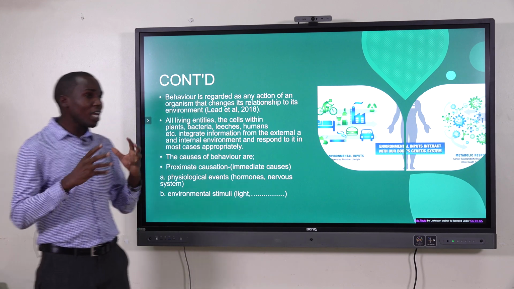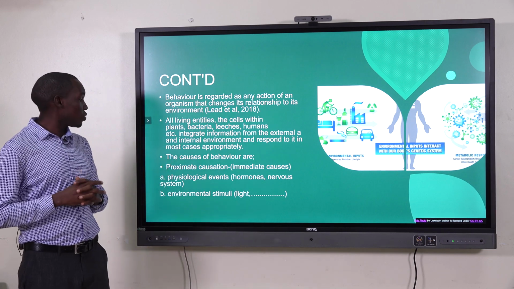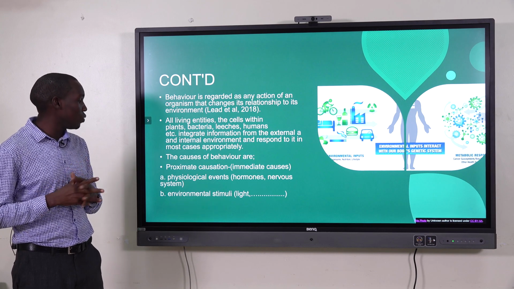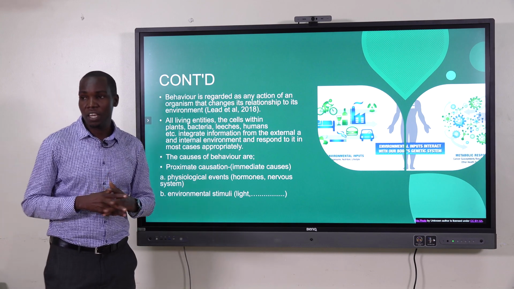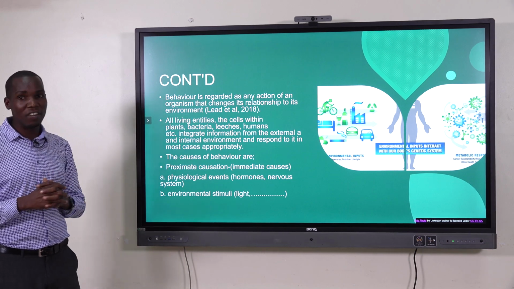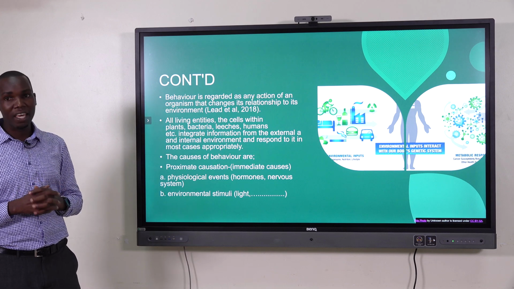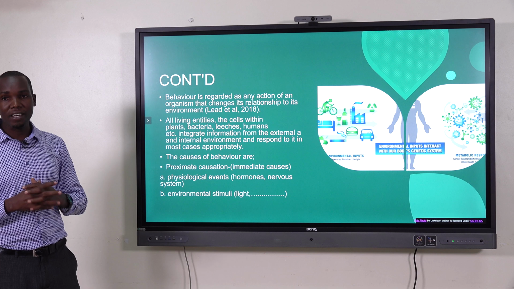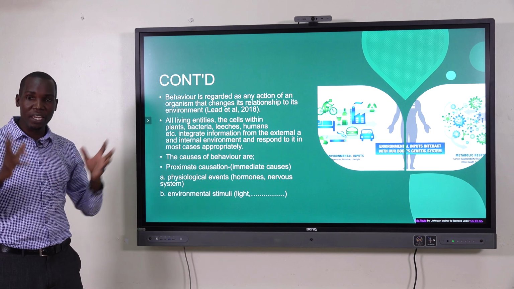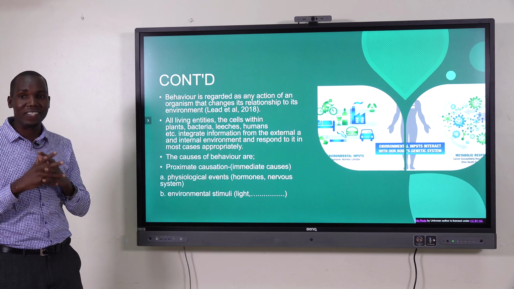So, what are some of the causes of behavior? Now, we are looking at what is called proximate causation, what we call the immediate causes. Under this, we are looking at what is called physiological events. With physiological events, we are dealing with hormones and the nervous system. We also have the second one, environmental stimuli. I've given an example here as light. But as biology teachers, I expect you to come up with very many environmental stimuli that are going to trigger your students to understand this concept.